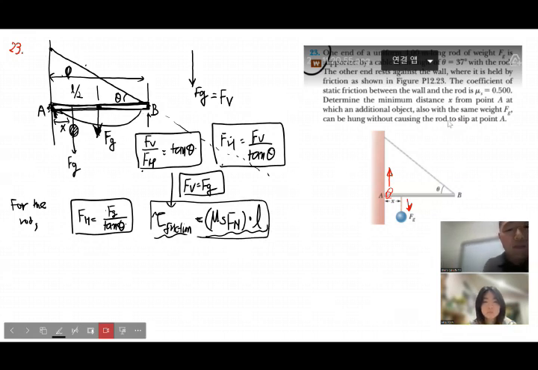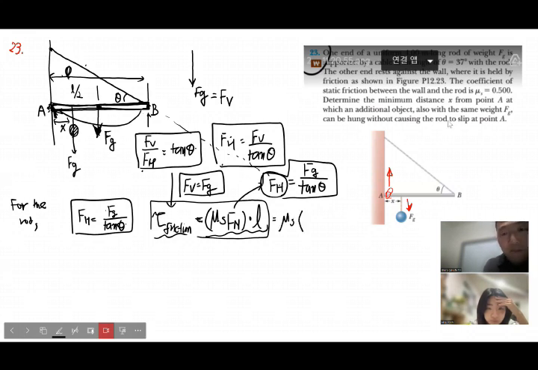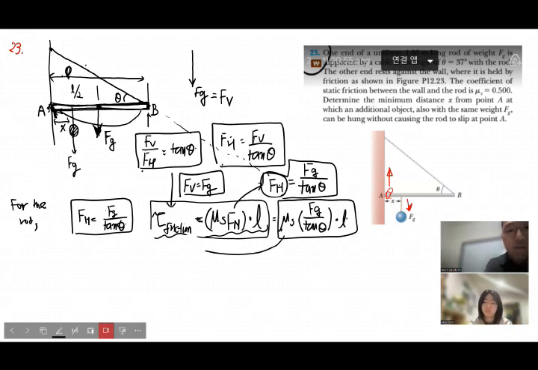Now, Fn is the vertical force, and there is also a horizontal force. The horizontal force is, as I already showed you, Fg over tangent theta. So if you replace it, the frictional force is the frictional coefficient times Fg over tangent theta times L. That's the torque out of friction.